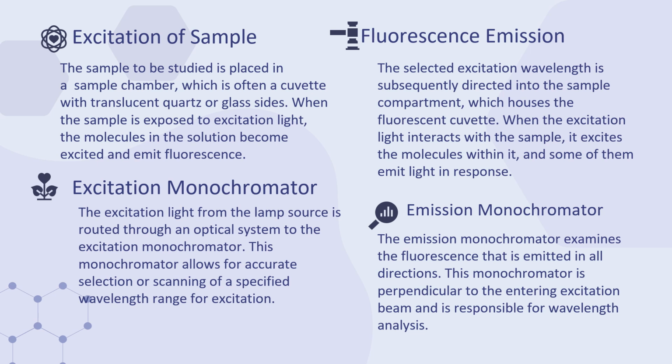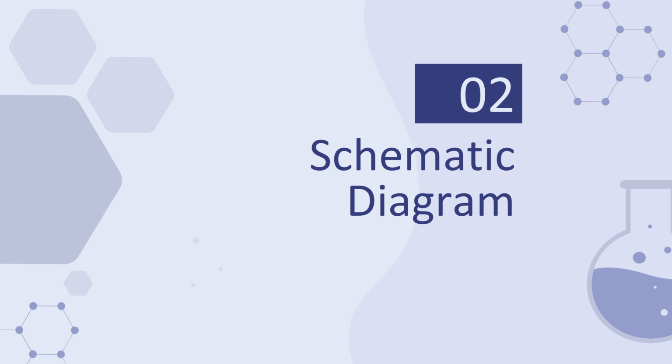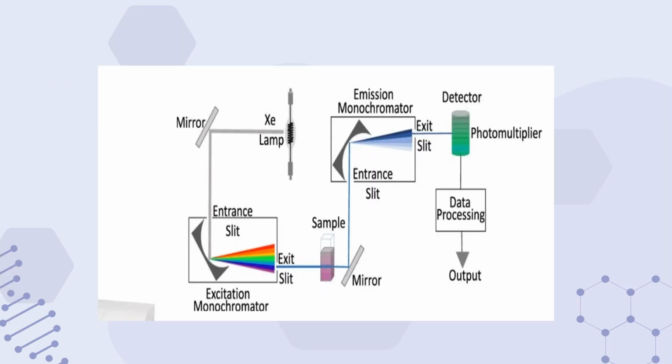Emission monochromator. The emission monochromator examines the fluorescence that is emitted in all directions. The monochromator is perpendicular to the entering excitation beam and is responsible for the wavelength analysis. Schematic diagram of fluorescence spectrophotometer. This is the schematic diagram of fluorescence spectrophotometer. Here they have used a xenon lamp as a light source.